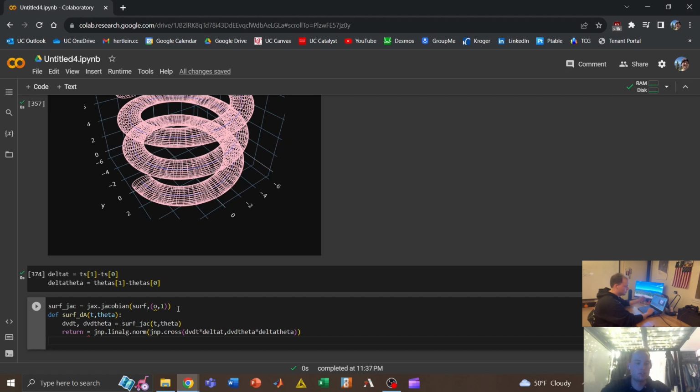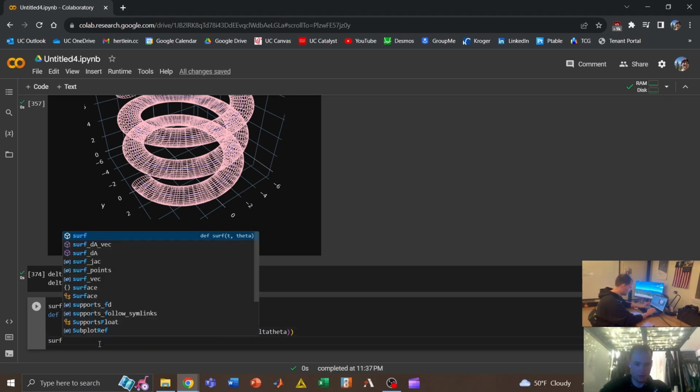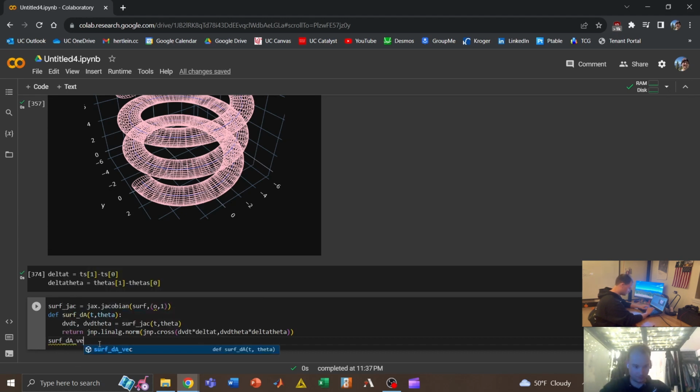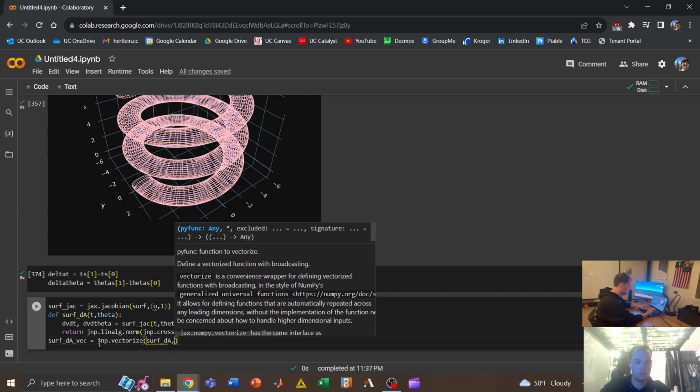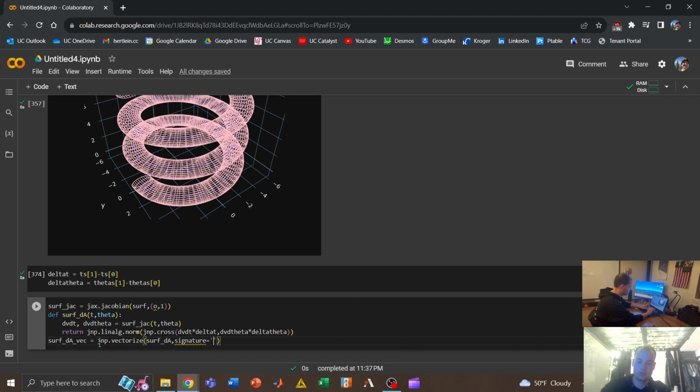Now, because this is just taking a single instance of t and theta and finding the area of that corresponding parallelogram, we'll do the same as what we did earlier. We'll take advantage of Jax's vectorization capabilities. So we'll define a new function that's surf dA vectorize, which is going to be equal to jnp.vectorize surf dA, and our signature is going to be two scalars for t and theta, going to another scalar, just that area of that parallelogram.